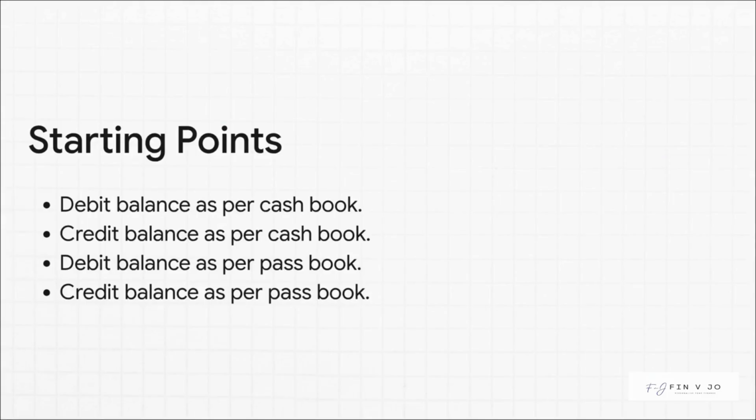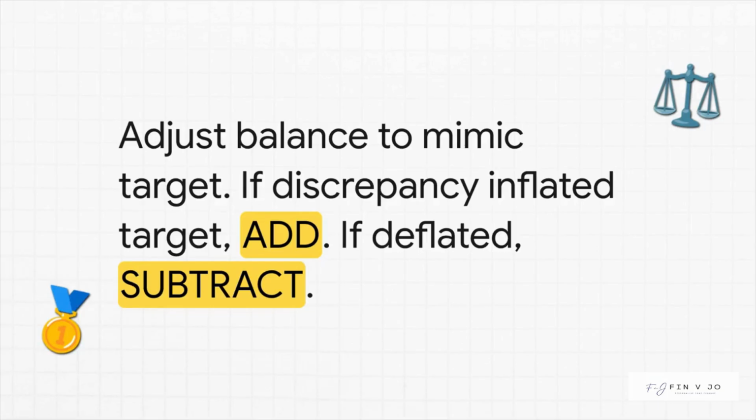Now, a slightly tricky detail the source material highlights is that you can actually start this process from any of these 4 specific points: a favorable debit balance or an overdrawn credit balance in the cash book, or a favorable credit balance or an overdrawn debit balance in the passbook. It depends on the exam question, but remember, whichever one you start with, the other book becomes your target. So the crucial point here is this golden rule of adjustment. You always adjust your starting balance to mimic what happened in the target book.